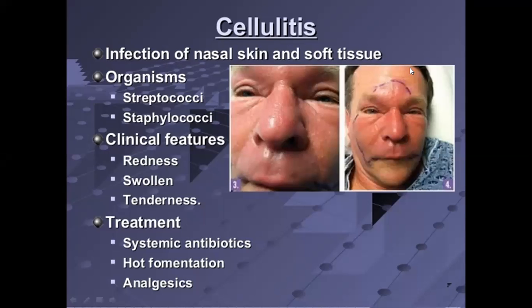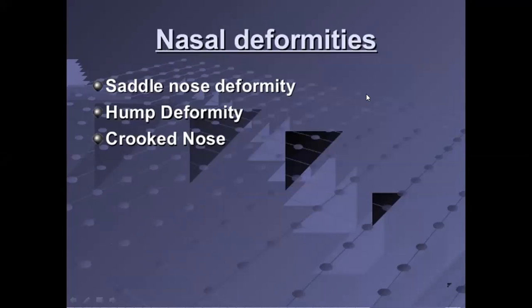Next, nasal deformities. There will be patients coming to your clinic with a deformed nose. So what can be the causes of deformity? Whether these deformities are congenital. Some babies are born with the deformity, some due to trauma, some due to other diseases, some due to cancers and tumors. So various deformities we are going to see.